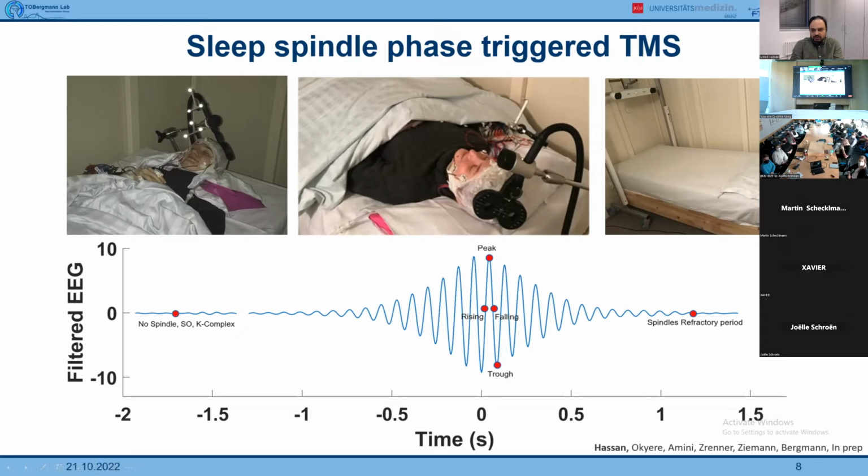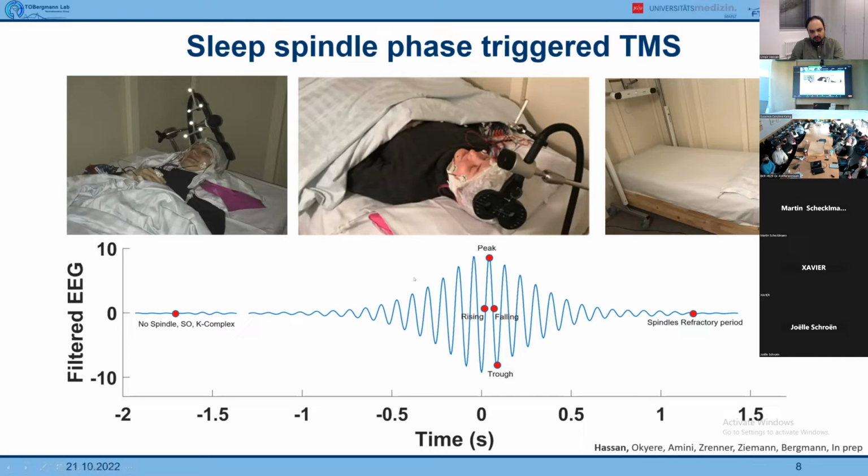So here you see on the top the experimental setup. The subject came into the sleep lab and slept for a night, and we locked their neck for a while and did neuronavigated TMS, measured MEPs from different muscles, and also recorded EEG simultaneously to do this real-time targeting.